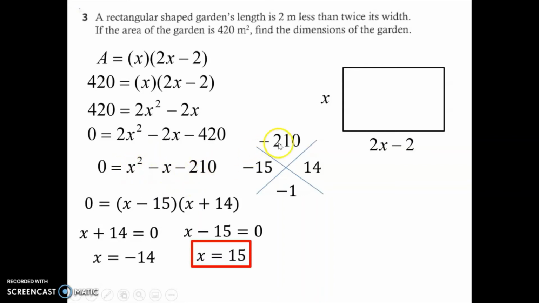So, negative 210 here, negative 1, two numbers that multiply to that. Here they are. Factor, solve, negative 14, discount that answer. It's called an extraneous solution, and then this is our possible answer here. If x is 15, then this here must be 28. So our dimensions are 15 by 28, and it should say meters here. Great, let's keep going. You're doing great.